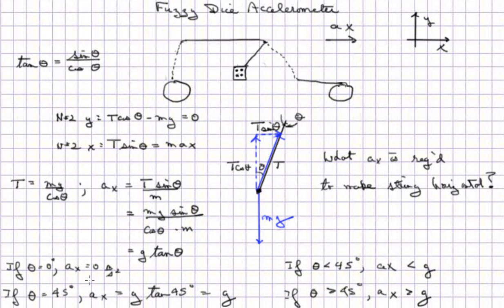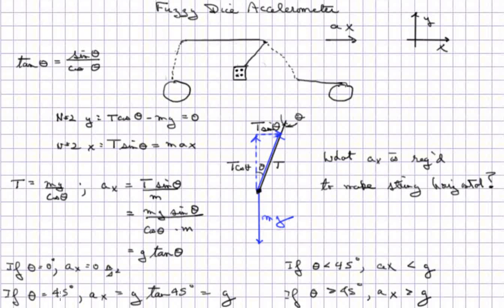So let's take some special cases. If the string is hanging vertically, that would correspond to a theta of 0. So if theta was 0, the fuzzy dice would be hanging straight down. The tangent of 0 is 0, and so that would correspond to an acceleration to the right of the car of 0 meters per second squared. It could be going at constant velocity, but it could not be accelerating.